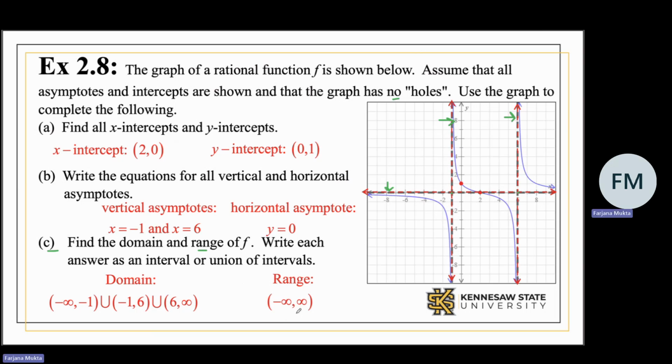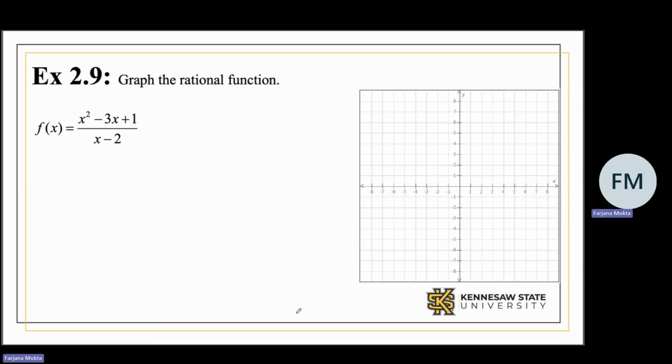Okay, let's move forward to the next problem. So here we are trying to graph this rational function. Again, to graph this rational function, we'll find all the asymptotes first.